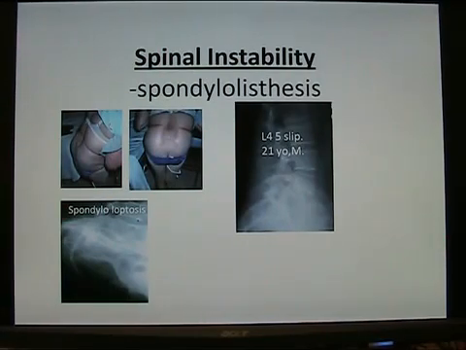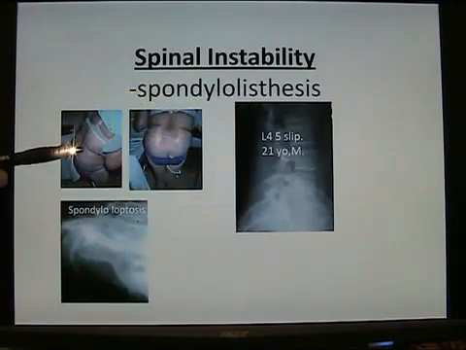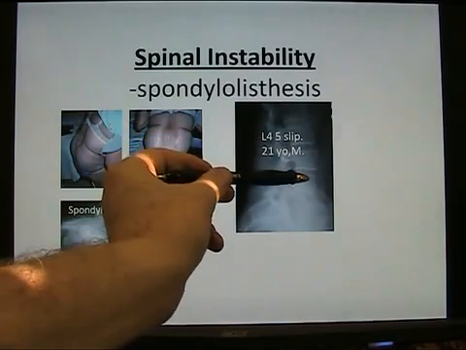This is with a HNP. Patients report a catching sensation with transfer activities, getting in and out of bed, in and out of chairs. The spine seems to be unstable or catching. Here's a patient with spondylolisthesis, asymmetric lumbar or loin creases. And here's a slip, L4 on 5.